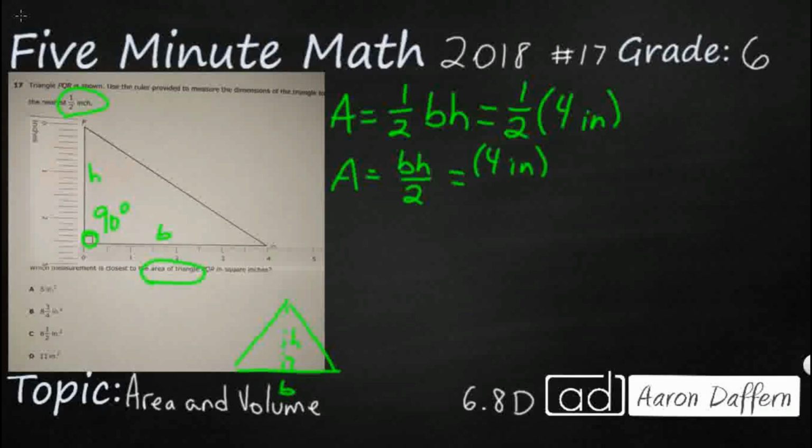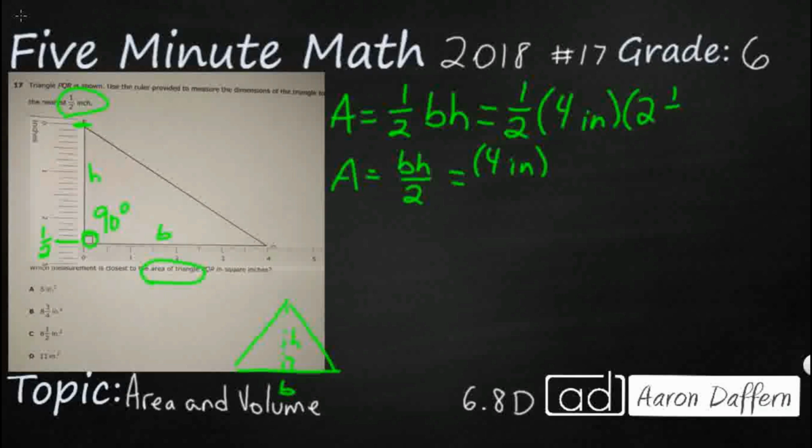Now the height is where it gets a little bit tricky, so to speak, just because it doesn't go to the nearest inch, it goes to the nearest half inch. So you see I've started it at 0 up here, and it goes to right here, halfway in between my 2 and my 3. So that's my half-inch mark. So what we have here is 2.5 inches.